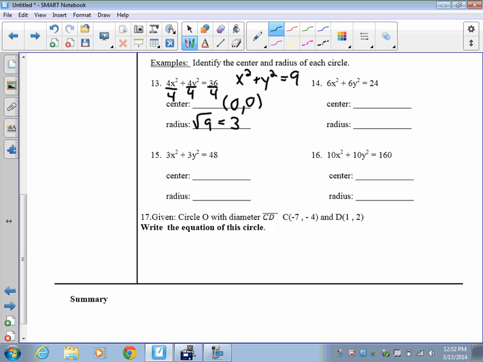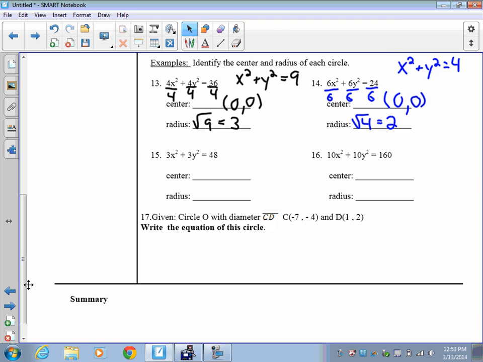We're going to do something very similar for number 14, only this time we're going to divide by 6. We can't have that coefficient out there. So we end up with x squared plus y squared is equal to 4. Again, our center is going to be 0, 0. And our radius is going to be the square root of 4, or 2. So I'll do 16, and I want you to do 15 on your own.